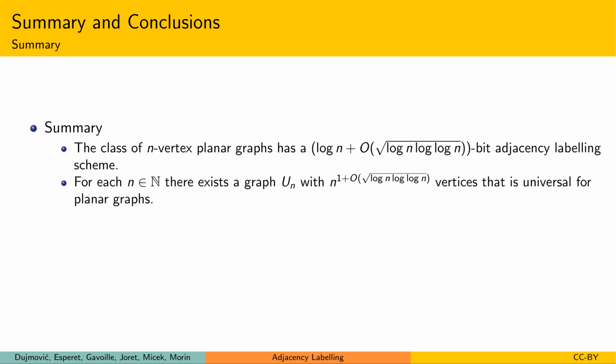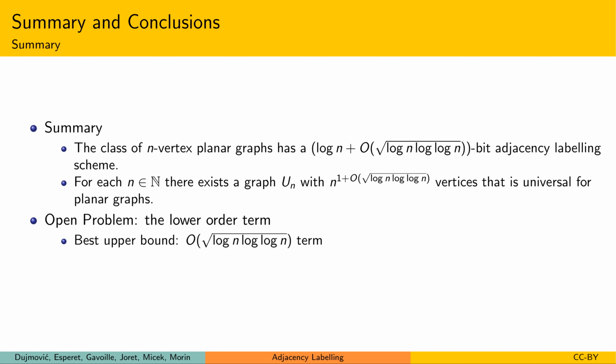An obvious open problem left by this work is to determine the second order term. The current upper bound is O(sqrt(log n log log n)), while the only known lower bound is Omega(1).